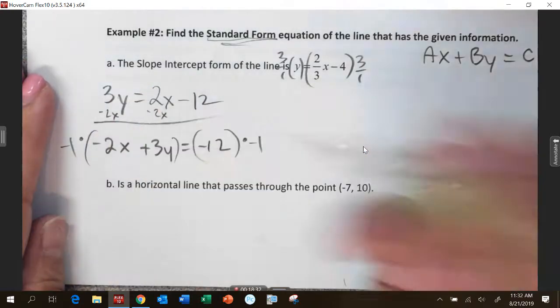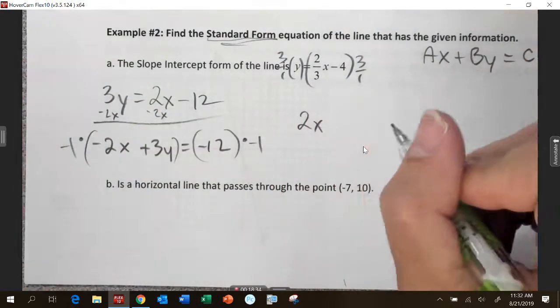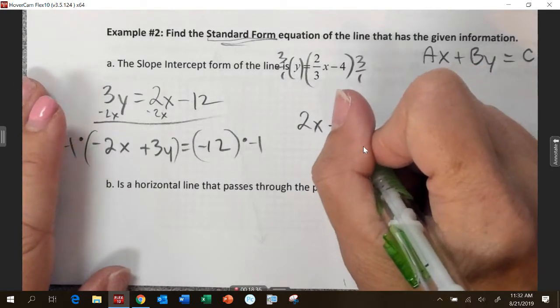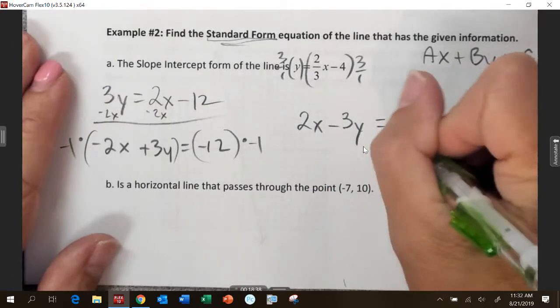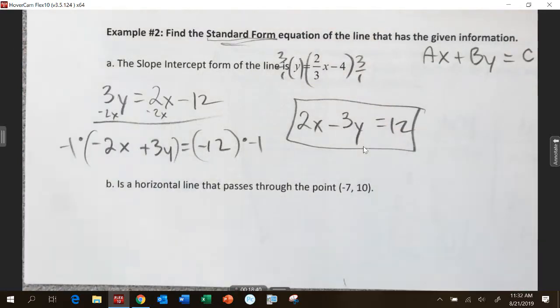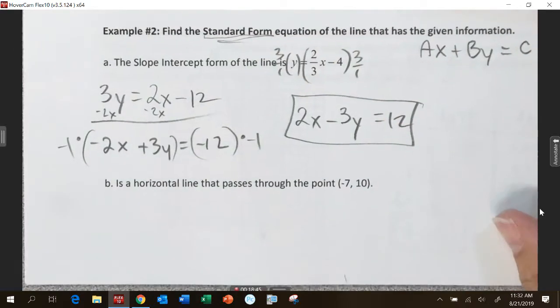I'm going to multiply by -1. That's my preference, but that doesn't mean you have to. That's just my personal preference, how I like to do it. Okay, and now we have it in standard form. That one was not too bad.